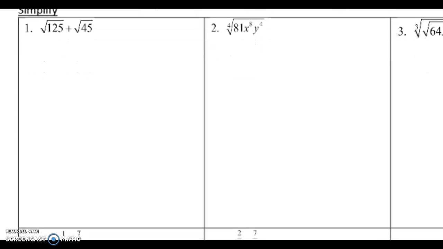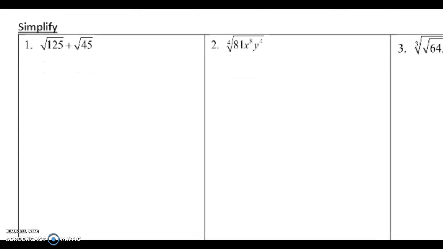Simplify. What is the square root of 125 plus the square root of 45? So these are perfect squares. What you want to do is think of all the list of perfect squares. So we have 1 times 1. That's not really going to help us simplify. So we have 2 times 2, 3 times 3, 9, 4 times 4. So 16, 25, 36, 49, 64, and so on.